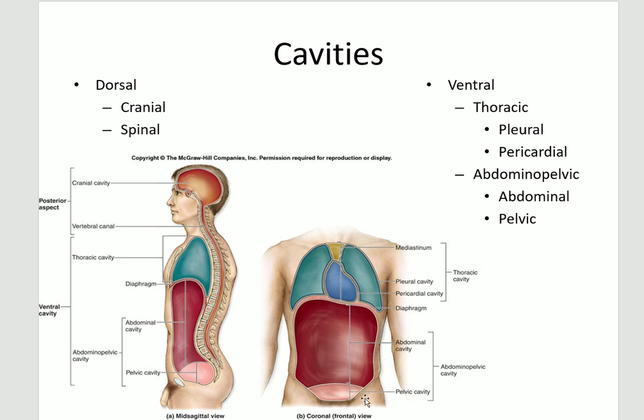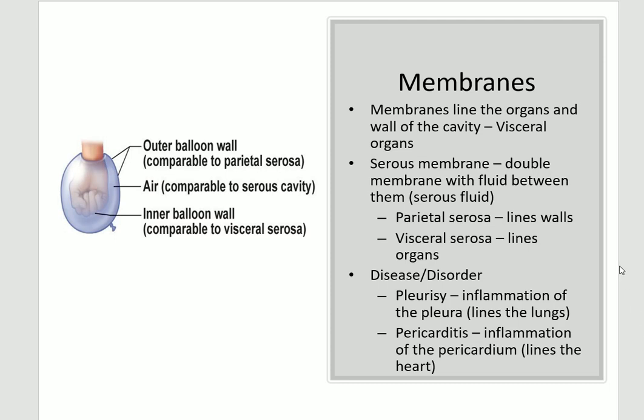And then right down here, we have the abdominal cavity. Actually, we have the abdominal pelvic cavity, which is divided into the abdominal cavity and the pelvic cavity. Inside the abdominal cavity, you got liver, stomach, intestines, etc., etc. Pelvic, reproductive organs, sigmoid colon, everything that houses pelvic stuff. So, membranes.